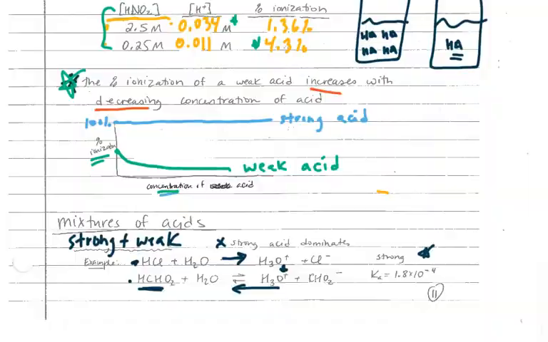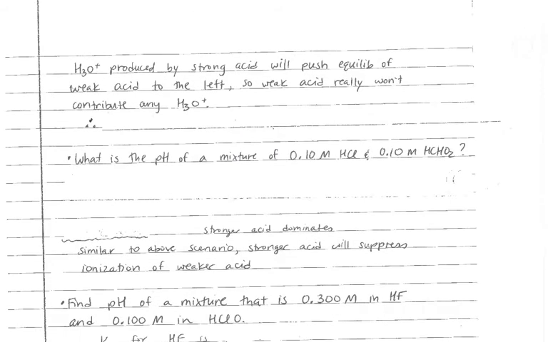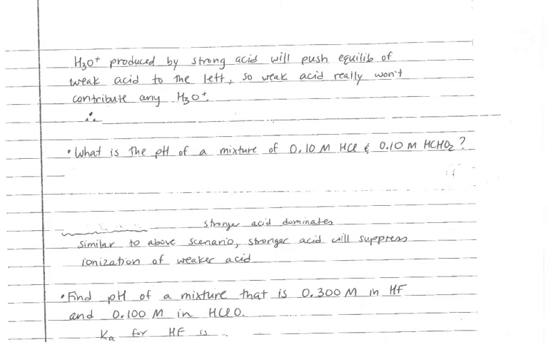And so when we have a mixture of strong and weak acid, it's really only the strong acid that we care about. So this is the part where I explain that the hydronium ion that's produced by the strong acid will end up pushing the equilibrium of the weak acid using Le Chatelier's principle. And so the hydronium ion concentration is determined entirely by the concentration of the strong acid.